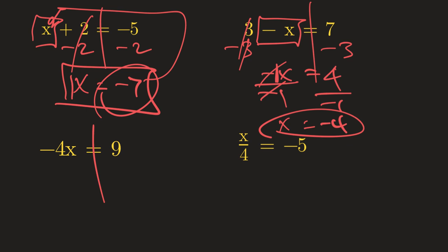Okay, negative 4x equals 9. What's going on between negative 4 and x? Are they being added, subtracted, multiplied, divided? They're being multiplied. We should recognize this, right? Negative 4x. How do we undo multiplication? Divide. What are we going to divide both sides by here? Negative 4. Because a negative divided by a negative is a positive.